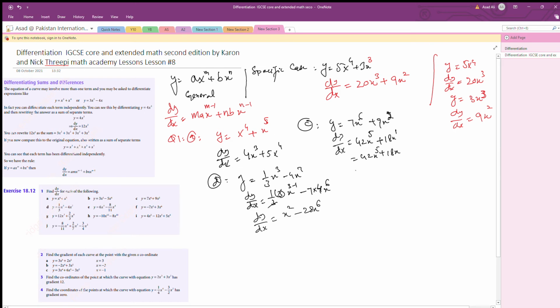What about part J? If I'm doing part J, 4 parts are enough from this question. Part J is y is equal to 8 over 11 x power 4 plus 2 over 7 x power 3 minus 3 over 4 x power 2. Now students, dy dx is minus 8 over 11 into 4 x power 3 plus 2 over 7 into 3 x power 3 minus 1, or you say 2, directly writing 2 here.